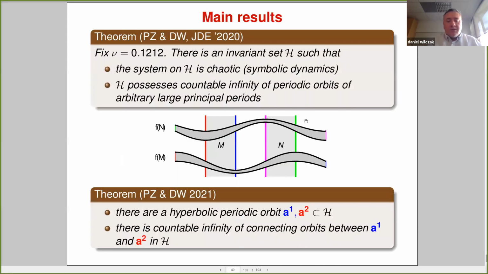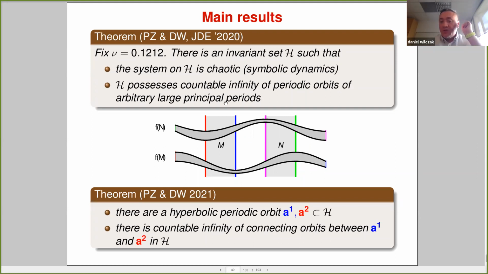This is the main result for this Kuramoto-Sivashinsky PDE. We were able to check some geometric conditions which are very close to this picture: that some walls of the infinite dimensional box map to the left, to the right, and we have some shrinking. We were able to check that there is a chaotic set in the sense of symbolic dynamics for the system, and this invariant set H contains a countable infinity of periodic orbits of arbitrarily large principal periods.